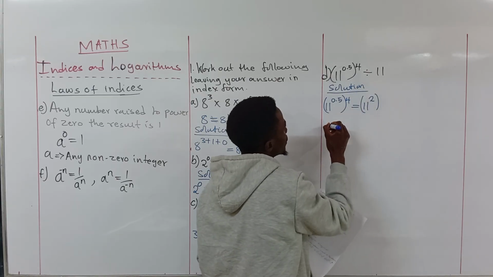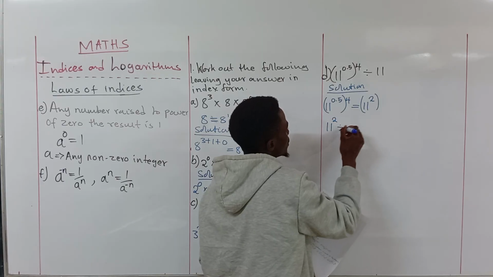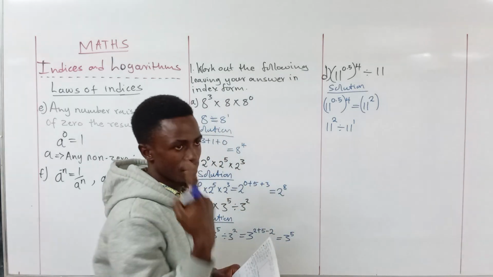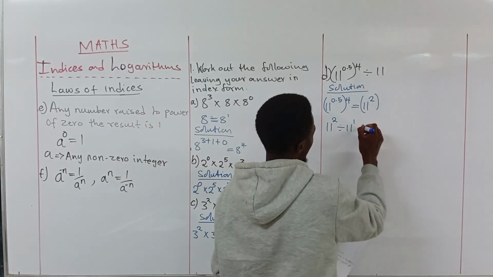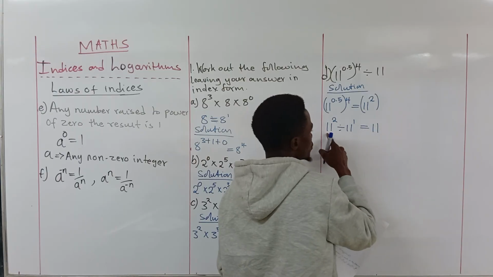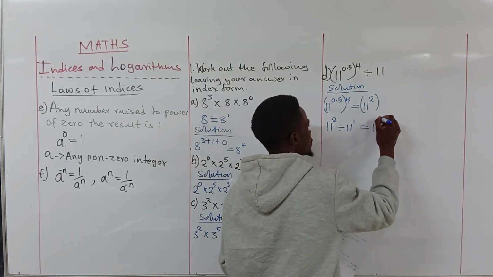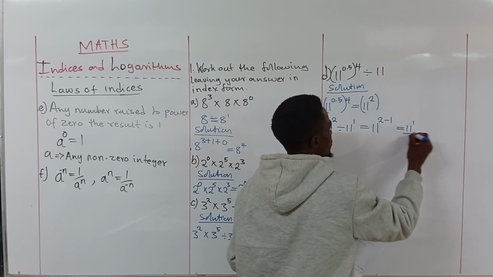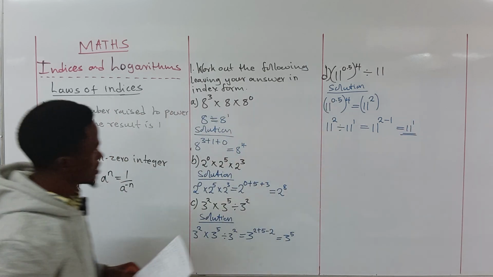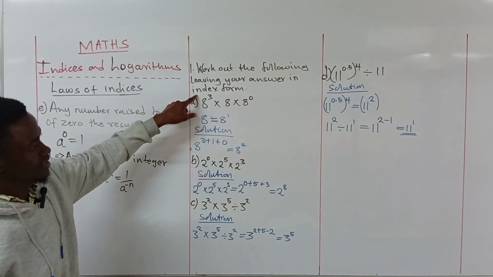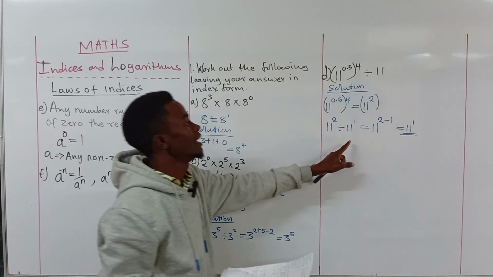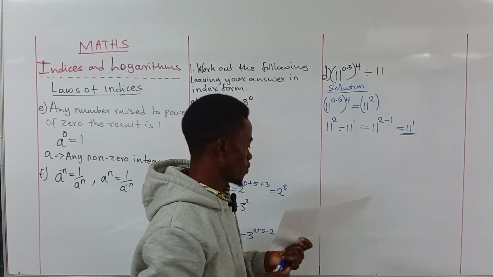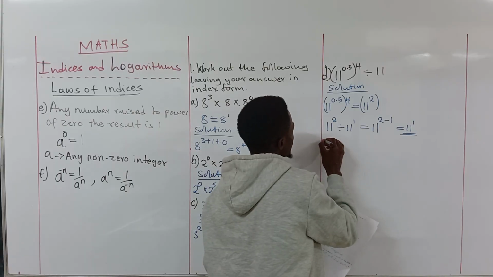So we have 11 power 2 divided by 11 power 1. We said 11 that is single is the same as 11 power 1. So it's going to give us 11, because we maintain the base, and then we have 2 minus 1, which is 11 power 1. Remember, our question was that we must leave the answers in index form. So it should be 11 power 1. So we have another question still.